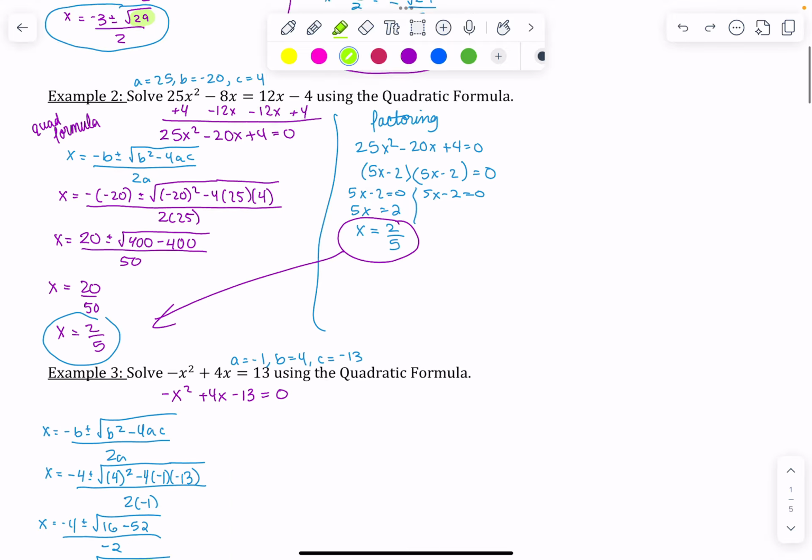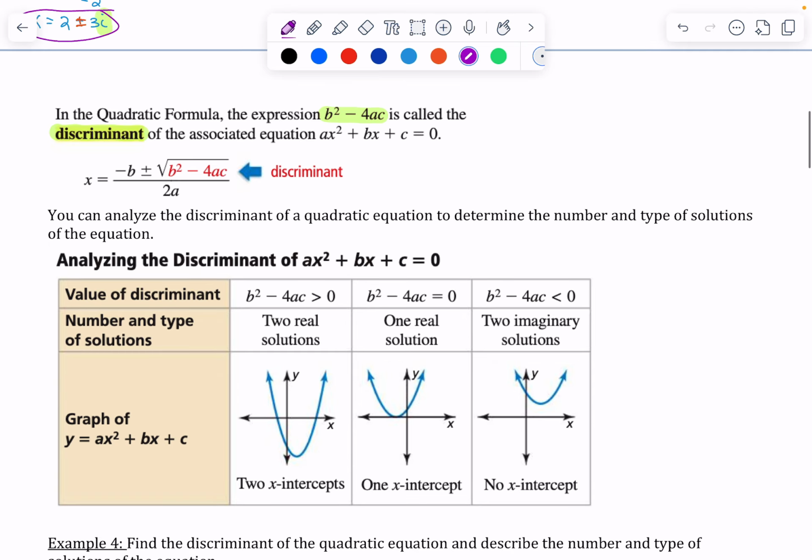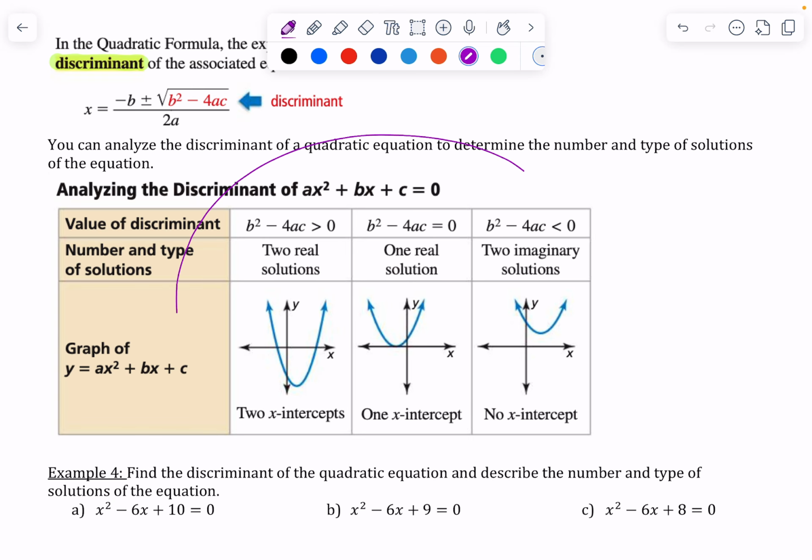Now, that part under the radical, the b squared minus 4ac, because it tells us about our solutions, tells us whether they'll be real or imaginary, this is actually given a name. This part of the quadratic formula is called the discriminant, because if we know the value of the discriminant, whether positive or negative, we can determine what kind of solutions we'll get. And that's what this section of the notes is describing.